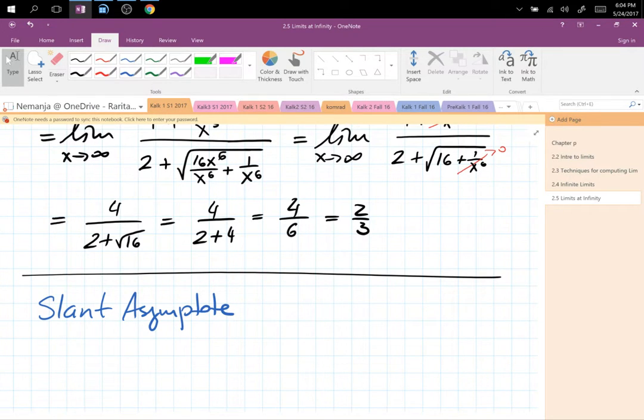So slant asymptote and horizontal asymptote cannot occur at the same time. Slant asymptote shows up only when we have x to the p divided by x to the q, where p is q plus 1, which means the exponent in the numerator is 1 higher than the exponent in the denominator. It only works for polynomials.